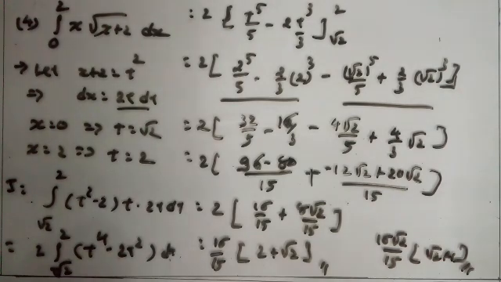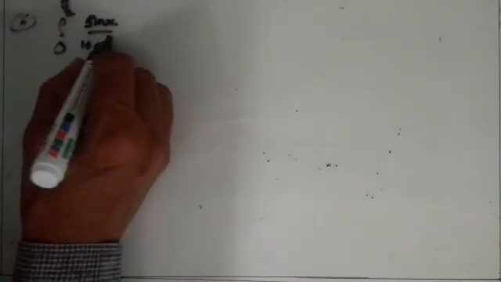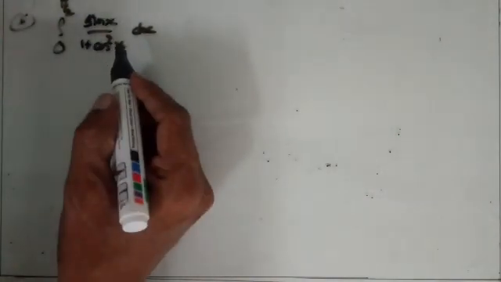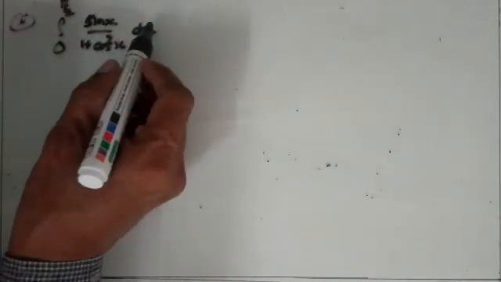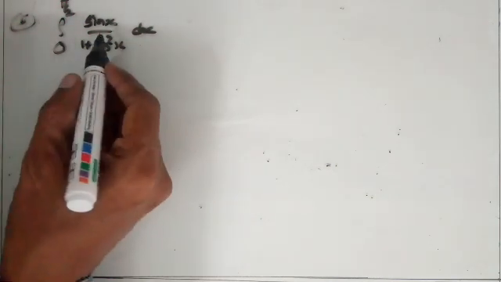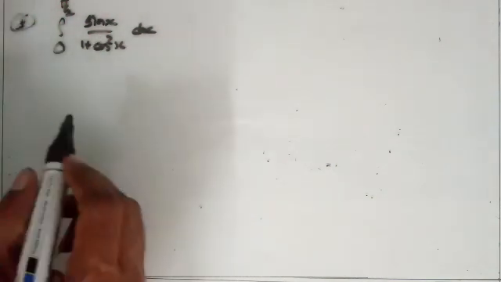Question number 5. Find integration 0 to pi by 2 sin x upon 1 plus cos square x dx. Here substitute cos x is equal to t. So minus sin x dx becomes dt and get the answer. Just try to solve this question yourself. Question 5.